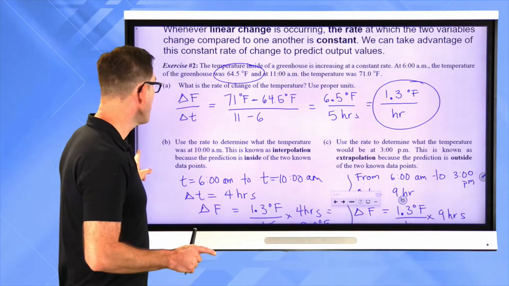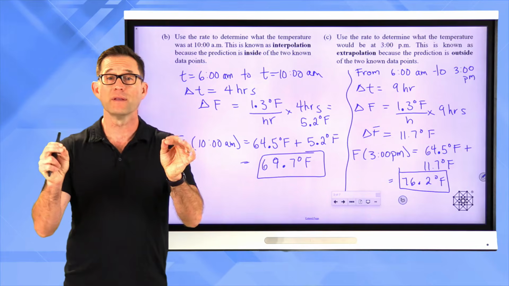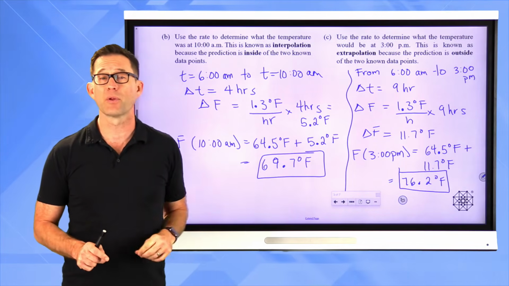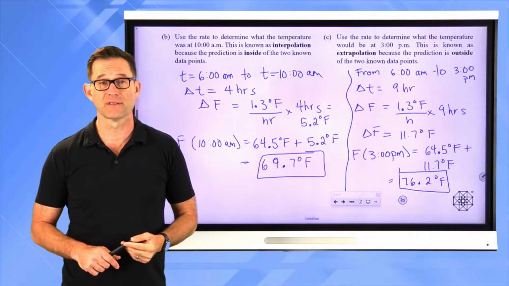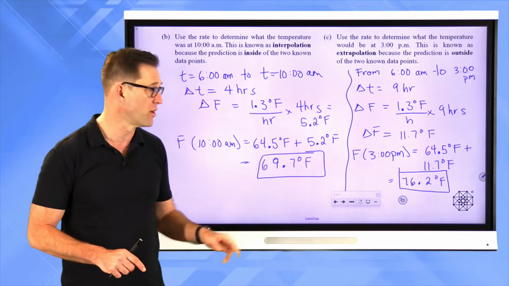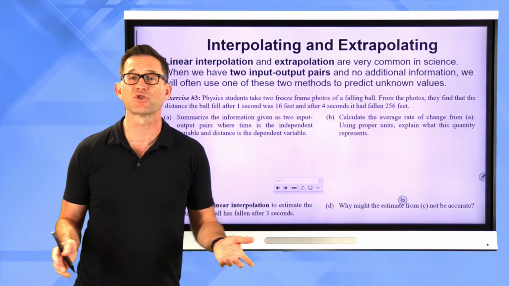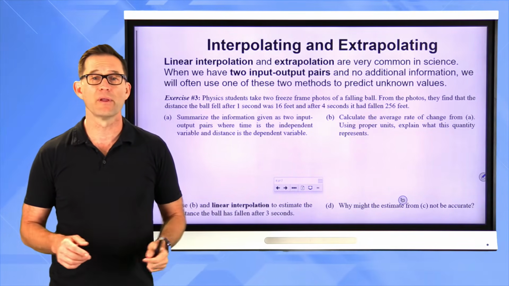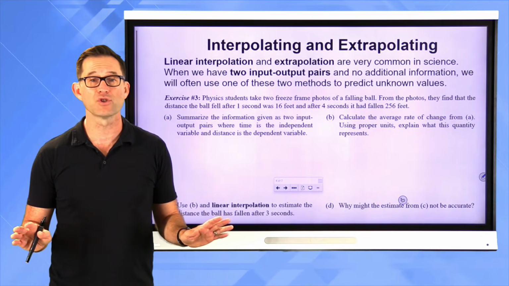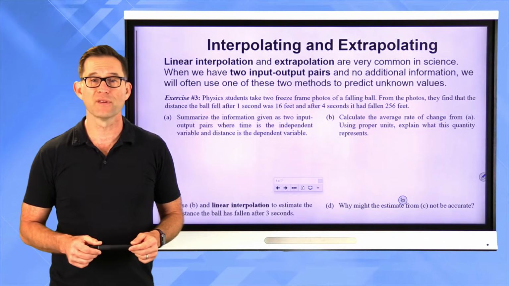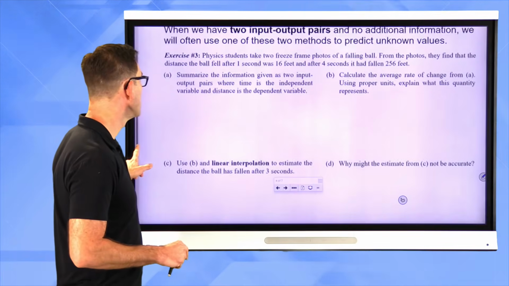All right. Again, one of the things that we point out in this exercise is that we've got these two data points: predicting between them is interpolation, predicting outside of them is extrapolation. Those two terms come up a lot in science, so it doesn't hurt to review them here. All right, let's do a little more on linear change. Linear interpolation and extrapolation are very common in science. When we have two input-output pairs and no additional information, we will often use one of these two methods to predict unknown values. So let's take a look in exercise 3 at what's going on here.